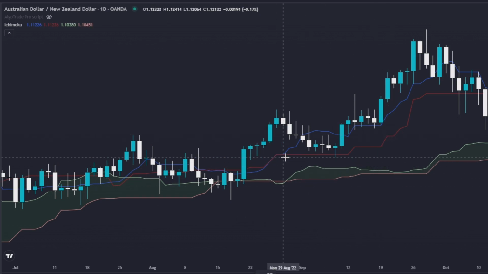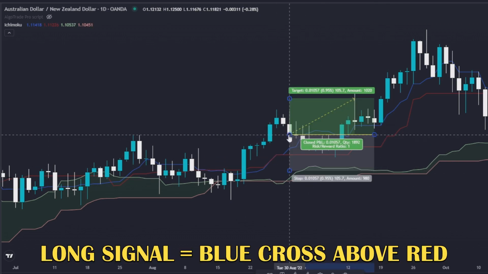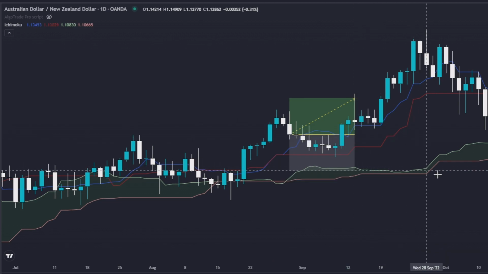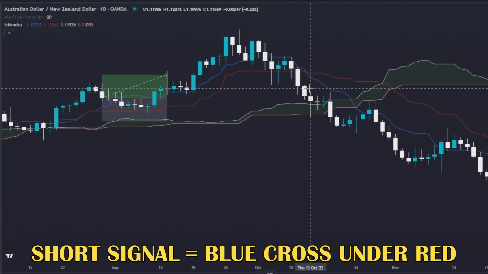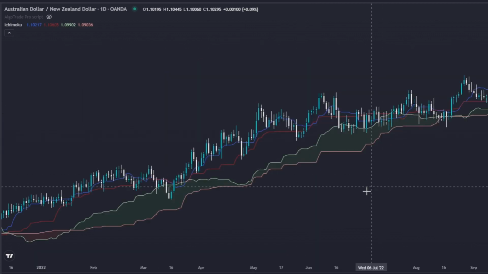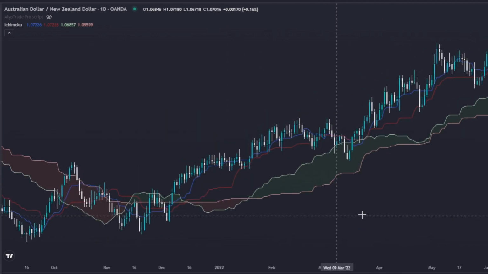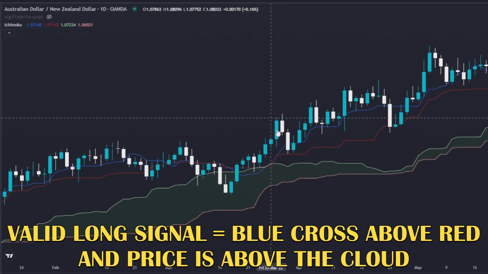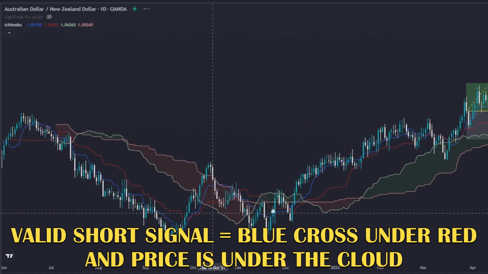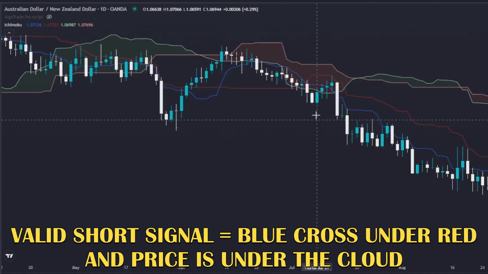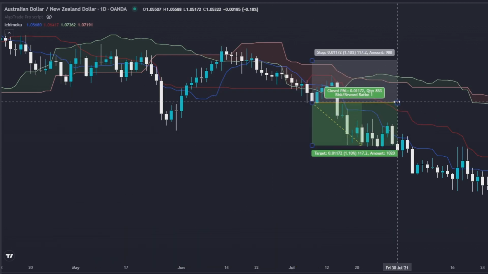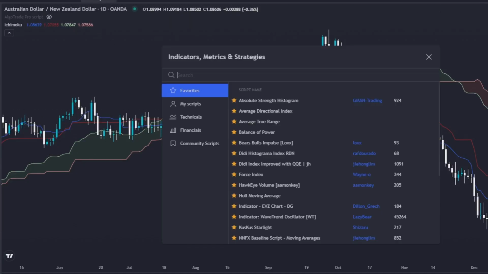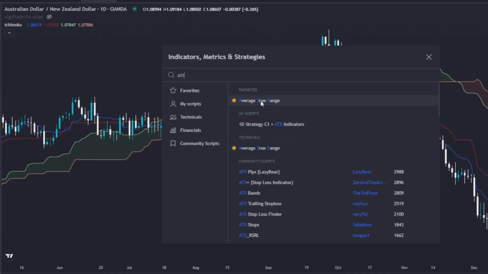When the conversion line crosses above the baseline, it means it is a good time to buy, and when the opposite happens, it means it is a good time to sell. So, in this Ichimoku Cloud strategy, a valid long signal is when the conversion line crosses above the baseline and the price is above the cloud. And the valid short signal is when the conversion line crosses under the baseline and the price is under the cloud. Simple as that.